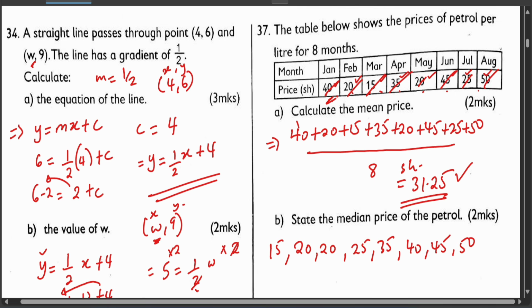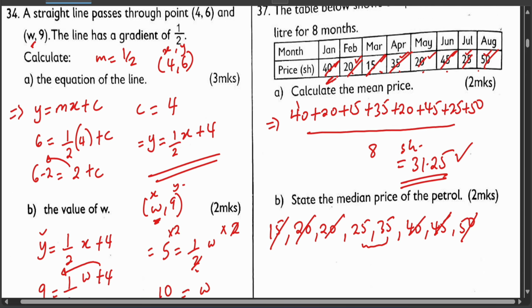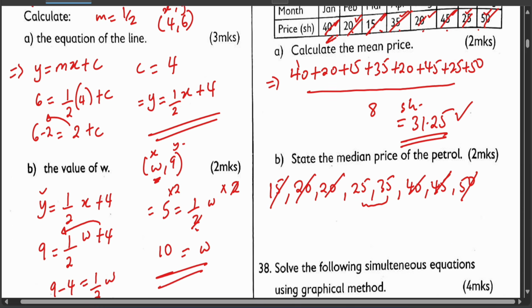So the data has 8 numbers. The median is easy: you look for the number that is in between, the middle number. If you cancel from both ends, you remain with two middle numbers. Now when you have two middle numbers, you find the mean of those two, so you add them up and divide by 2.